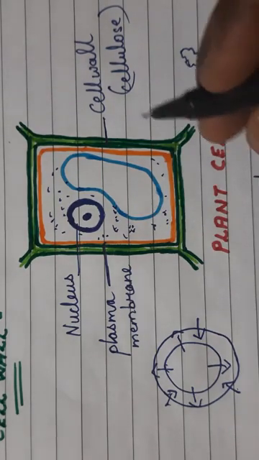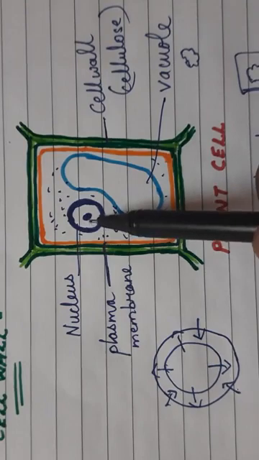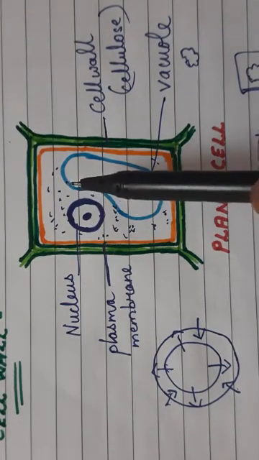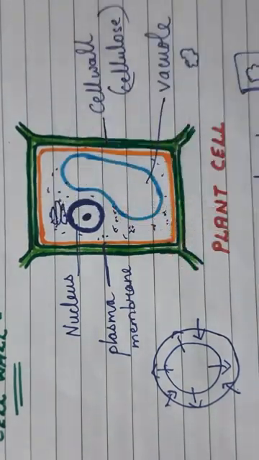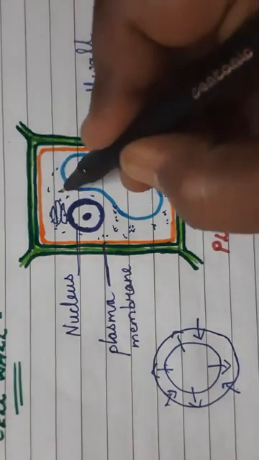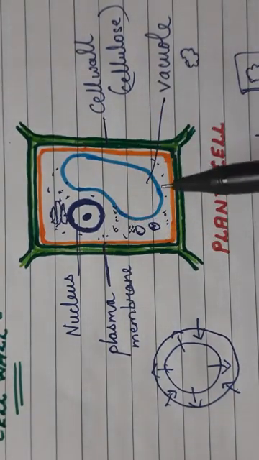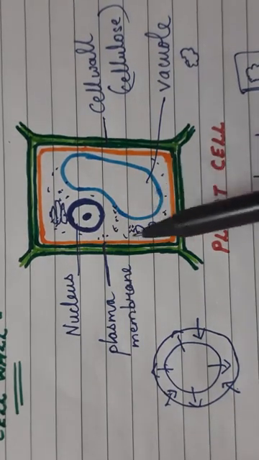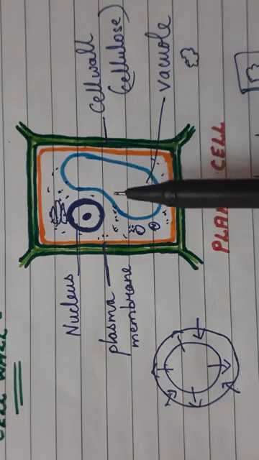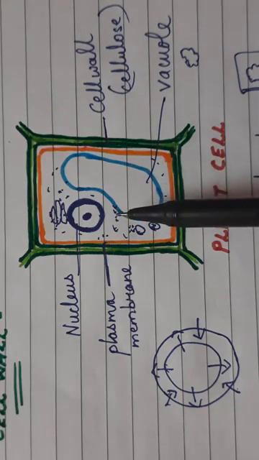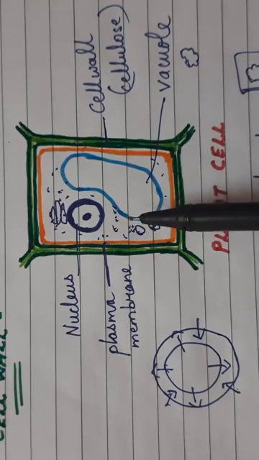See, for example, in a plant cell, this is a vacuole. Then this is a nucleus. Then you have other organelles like the endoplasmic reticulum. It is surrounded here like this. Then you have ribosomes all around it. Then you have lysosomes. All these organelles are found inside this cytoplasm. Whichever organelles are present inside the cytoplasm, about those organelles we will study in our next class.